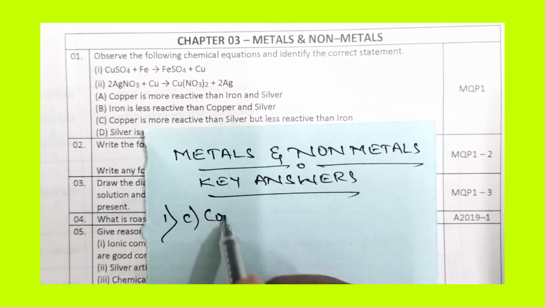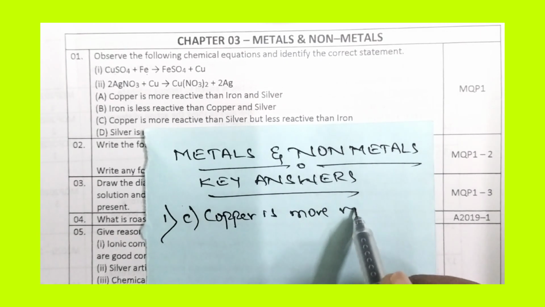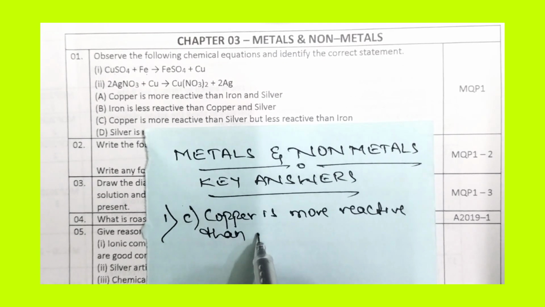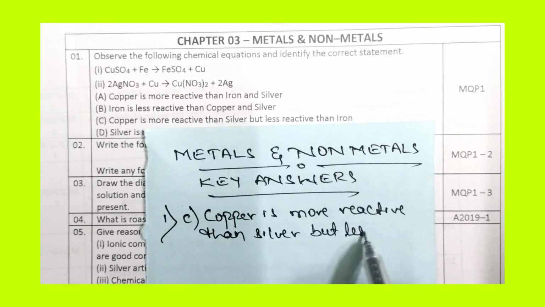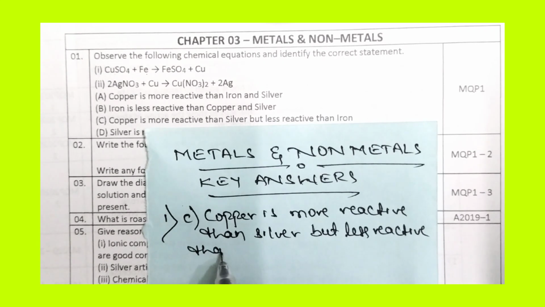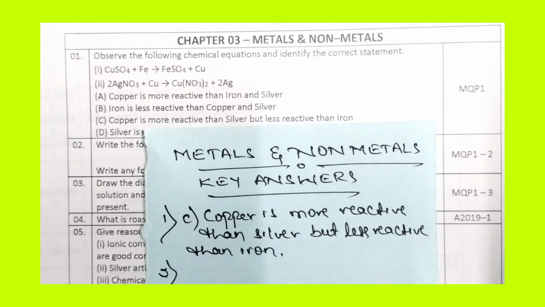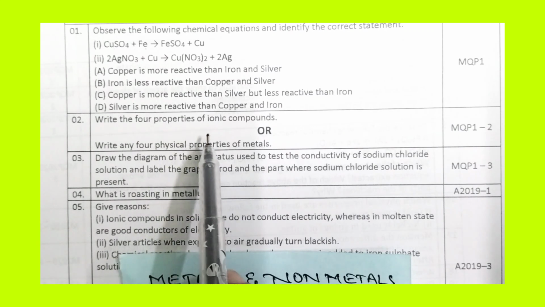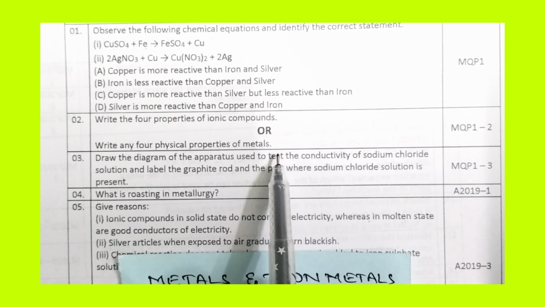Option C: copper is more reactive than silver but less reactive than iron. So this is the right answer for the first question. Now let us move to the second question. Write the 4 properties of ionic compounds, or write any 4 physical properties of metals.